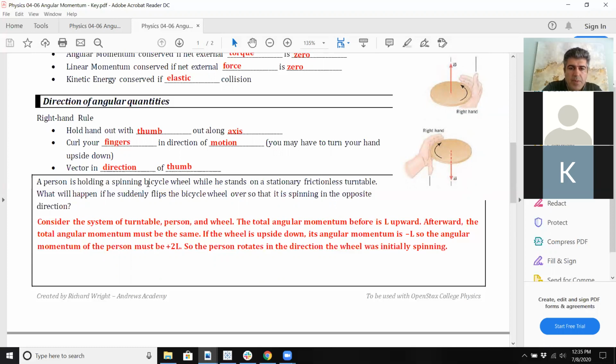So again, a person's holding a spinning bicycle wheel while standing on a frictionless turntable. So think of a turntable like this. It's kind of like a platform, and that can obviously turn. And there's a person standing on it, and he's holding a spinning wheel. Here's a wheel, and you can see the spokes of the wheel, and there's a rod. So he's grabbing the rod and the wheel's spinning.